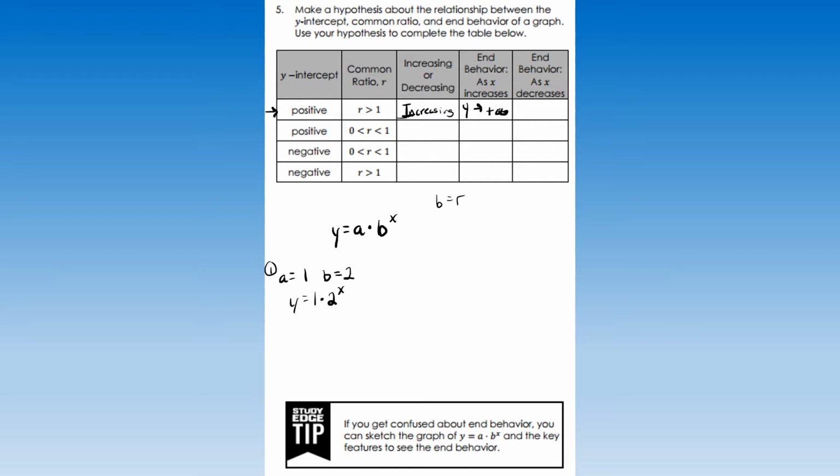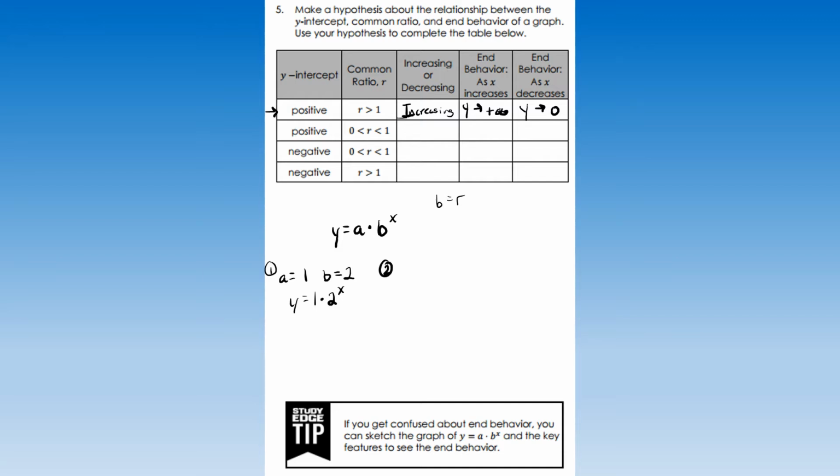Right? So that means y was just increasing also. What was happening as x was getting smaller, or x was getting negative? Y was approaching 0. It was getting smaller and smaller, closer and closer to the x-axis, or closer and closer to 0. All right, so that was the first graph.